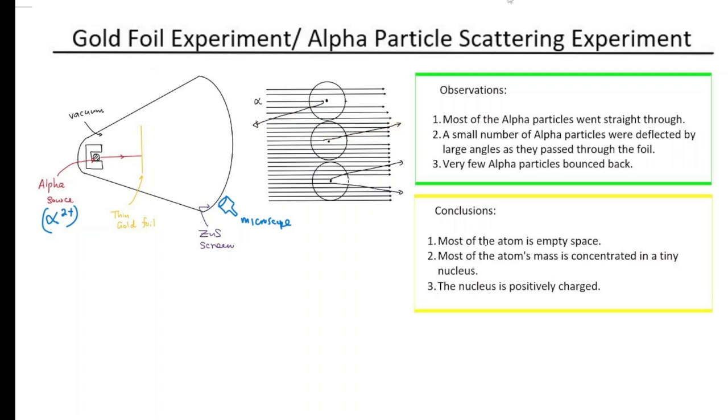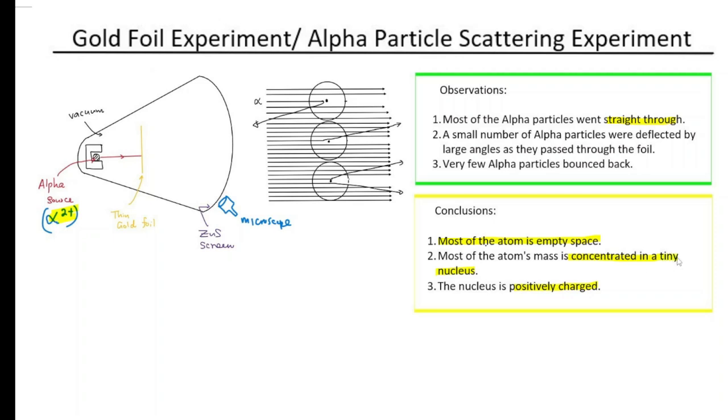The conclusions of this experiment. Because most of the alpha particles went straight through, it was concluded that most of the atom is empty space. And since a small number of alpha particles were deflected, and at this time they already knew alpha particles were positively charged, they figured out that the nucleus is positively charged and was able to repel them, deflect an alpha particle, or even send it exactly the opposite way to rebound it. This means most of the atom's mass must be concentrated in a tiny nucleus.